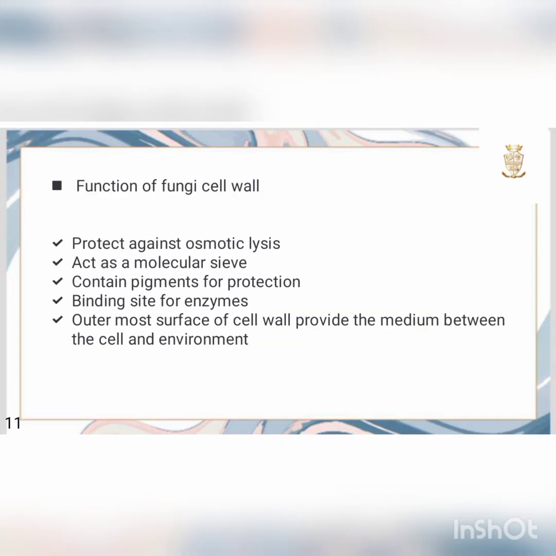Functions of fungi cell wall. They protect against osmotic lysis, act as a molecular sieve, contain pigments for protection, and act as a binding site for enzymes. The outermost surface of fungi cell wall provides the medium between the cell and the environment.